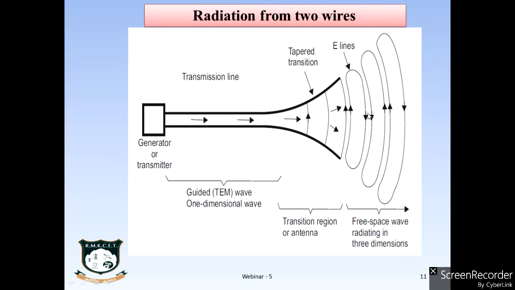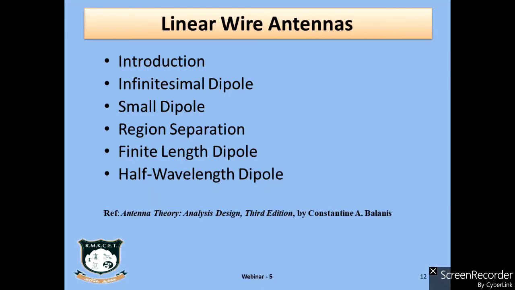So as the value of D is very much greater than lambda, we will be having an excellent radiation between the two wires. Now in the second unit we are going to see about the linear wire antennas. In linear wire antennas we have five different types of antennas: the infinitesimal dipole, small dipole, region separation, finite length dipole, and half wavelength dipole.